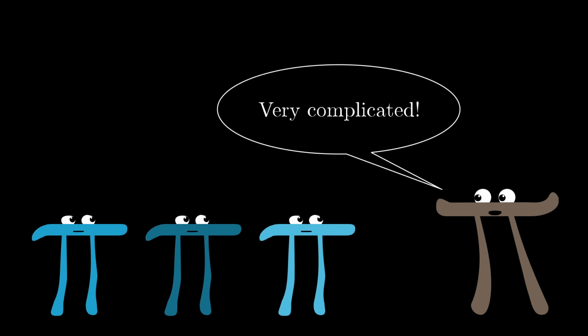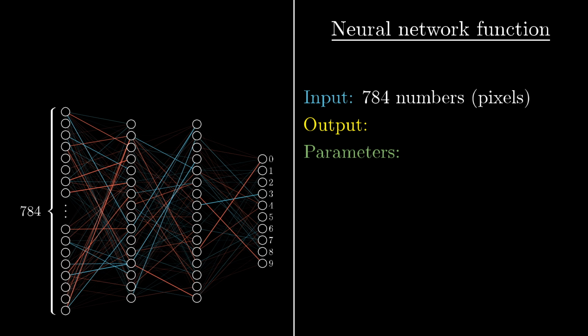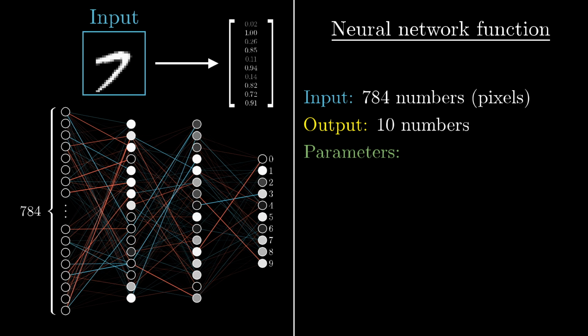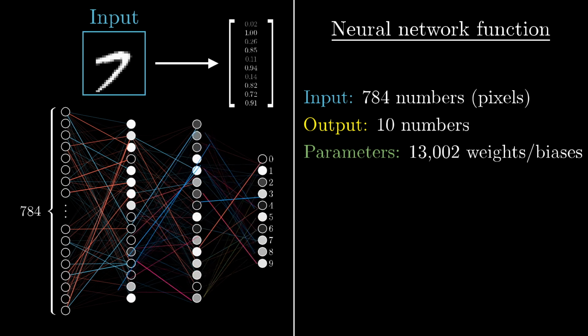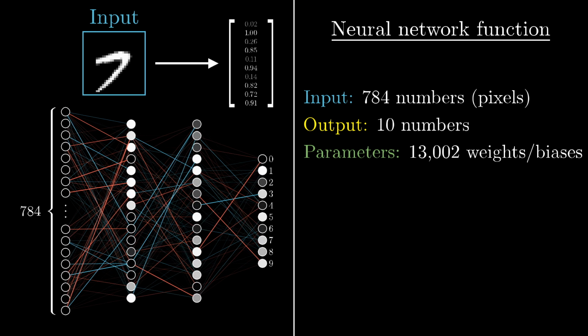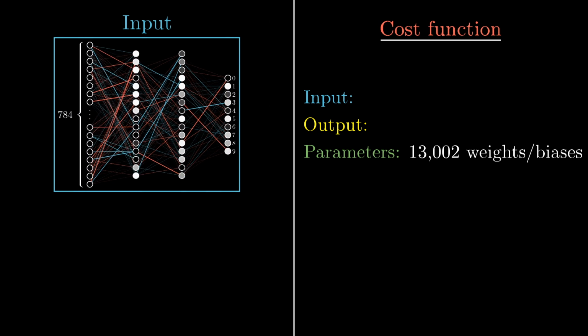Remember how the network itself was basically a function? One that takes in 784 numbers as inputs, the pixel values, and spits out 10 numbers as its output. And in a sense, it's parameterized by all these weights and biases. Well, the cost function is a layer of complexity on top of that. It takes as its input those 13,000 or so weights and biases, and it spits out a single number describing how bad those weights and biases are. And the way it's defined depends on the network's behavior over all the tens of thousands of pieces of training data. That's a lot to think about.